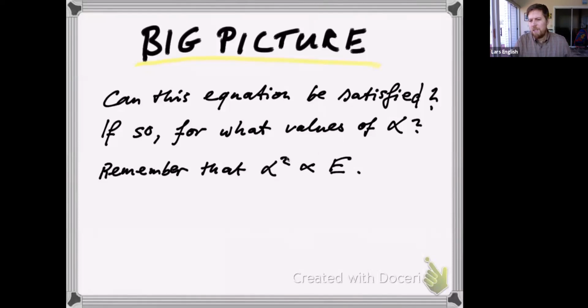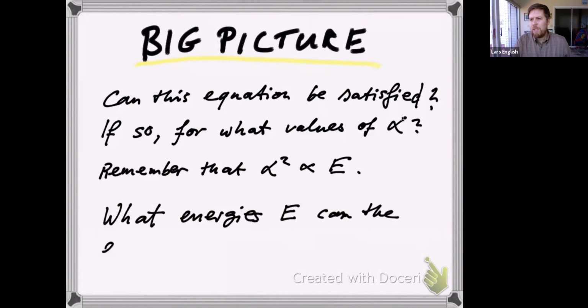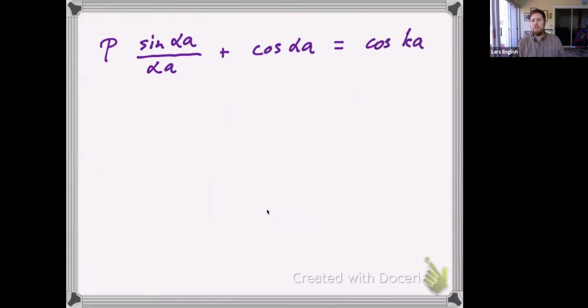All right, so that's the bigger idea. So alpha here is related to E, alpha squared being proportional to E, right? And so when I ask for what values of alpha can we satisfy this equation, what I'm really asking is what energies, what electron energies E, can we have? What energies can the electrons have in this periodic potential? All right, so that's the bigger picture. So let's go back to the equation. This is our big governing equation now, the Kronig-Penney equation.